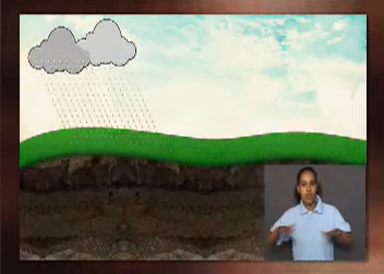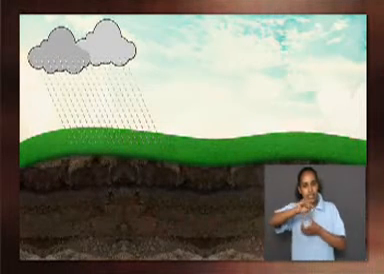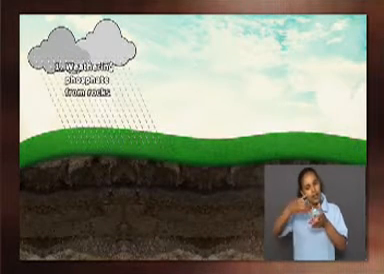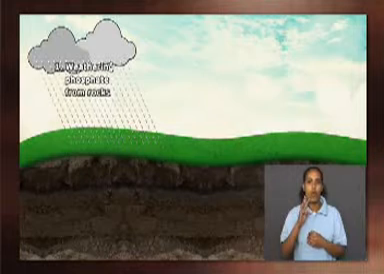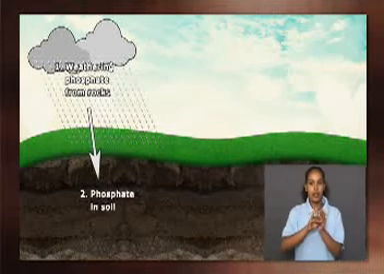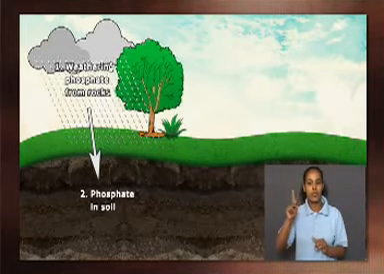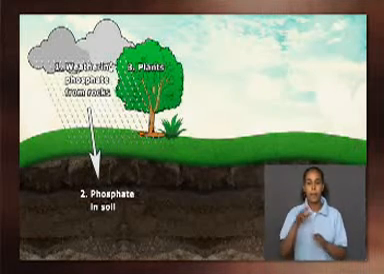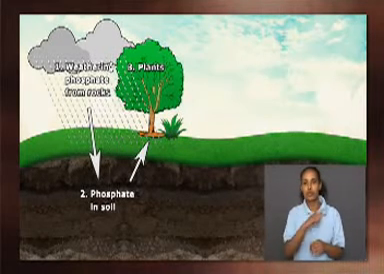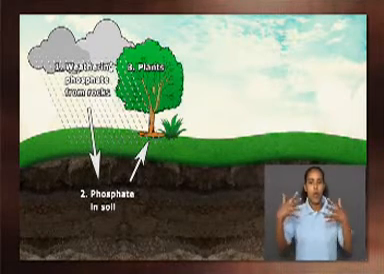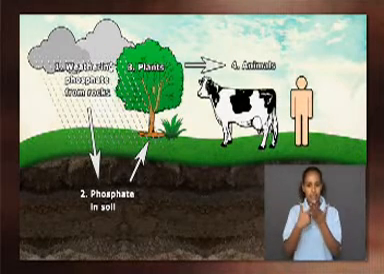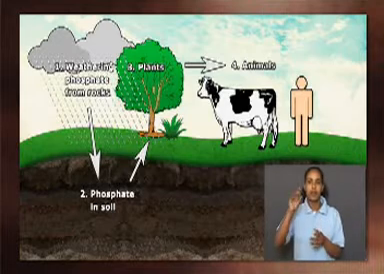Rainfall erodes phosphate rocks and releases phosphate salts. These salts are also released through weathering and water runoff. The release of phosphate salts results in a constant phosphorus supply for plants. Plants absorb phosphate salts through their roots and use them to make organic compounds. Animals then eat these plants and absorb the phosphates.